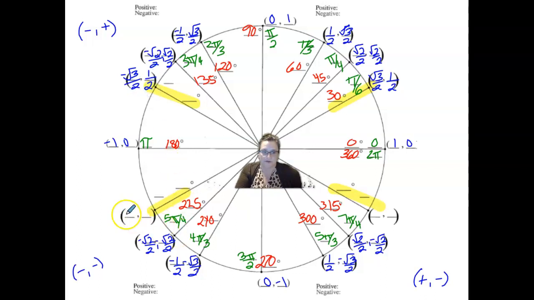In quadrant 3, both x and y are negative. So negative root 3 over 2, negative 1/2. And in quadrant 4, x is positive, but y is negative. So positive root 3 over 2, comma, negative 1/2.